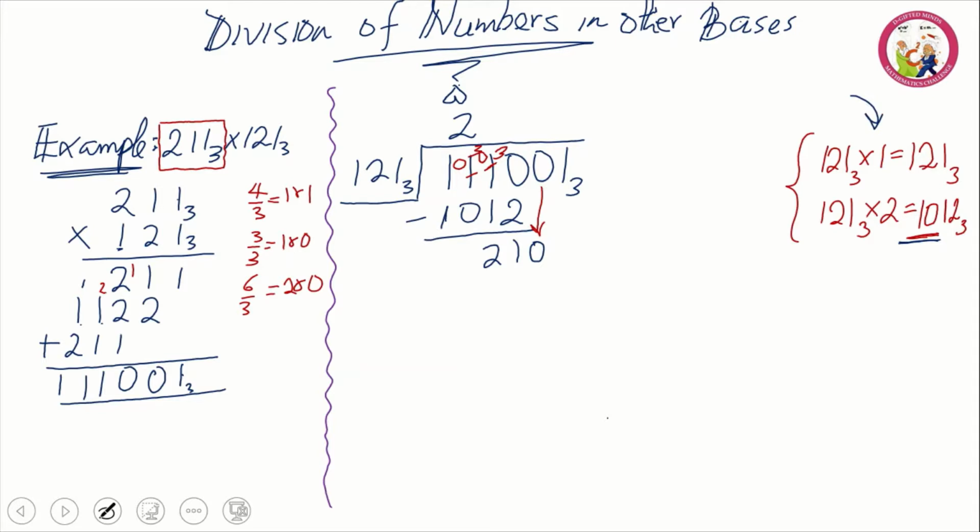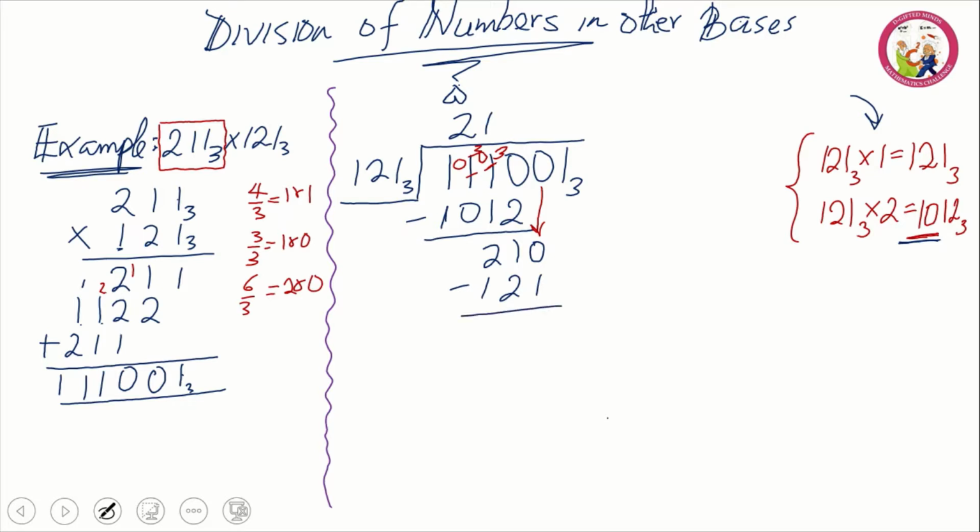You ask yourself, 121 times what number is equal to 210? Okay, when you look at it, 121 times 1 is 121, and 121 times 2 is 1012, which is far bigger than 210. So it means 121 can go into 210 just one time. Right, 1. Now multiply 1 by 121. You get 121.